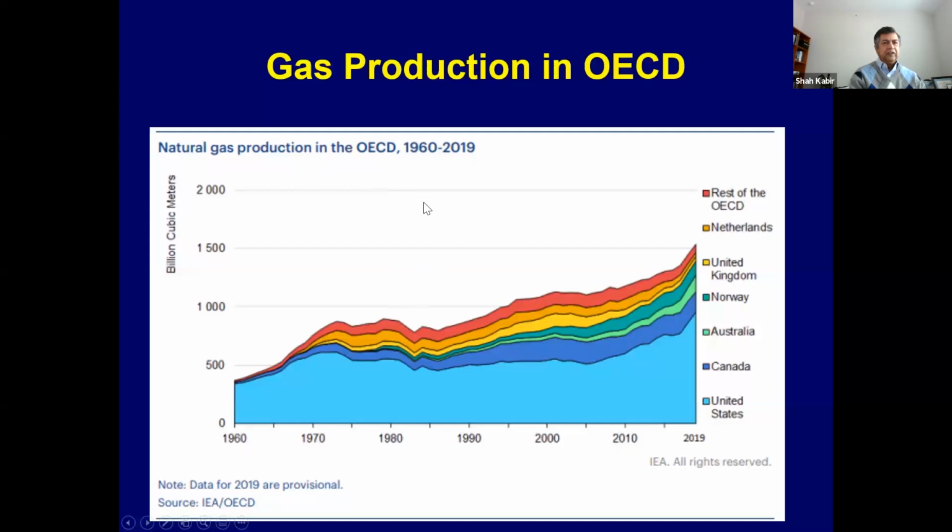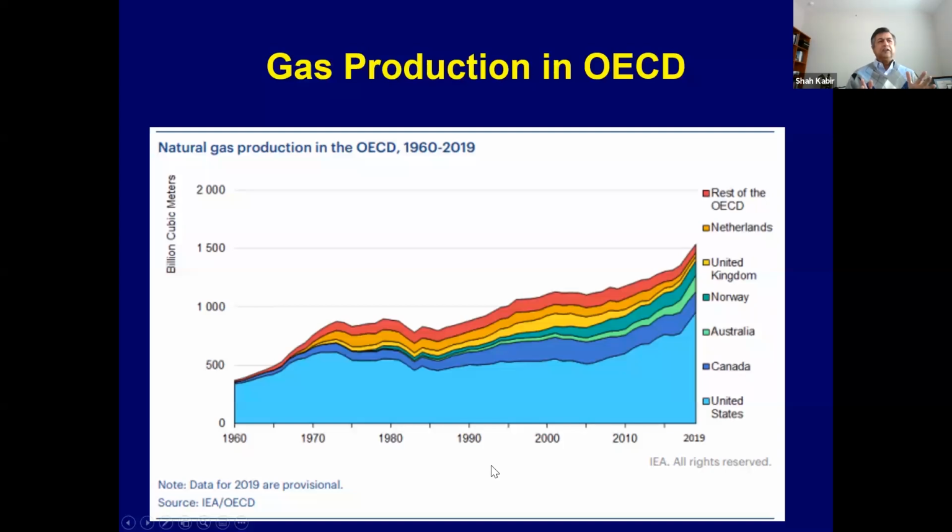So in the OECD, I think most of you know what that is, Organization for Economic Cooperation and Development. This was founded in 1961 in Paris. So this is the production profile for natural gas. As you can see, the US is leading the cause, followed by Canada, and Australia, and so forth.